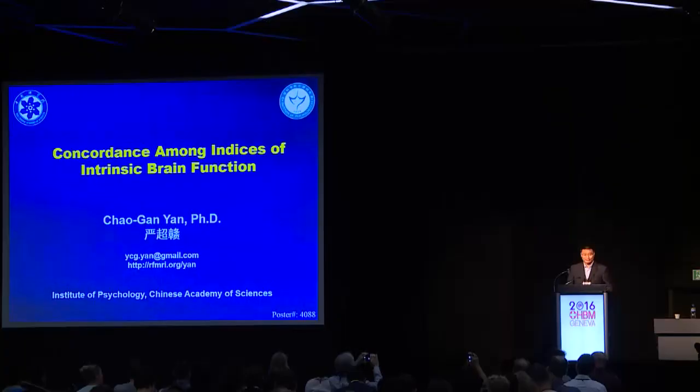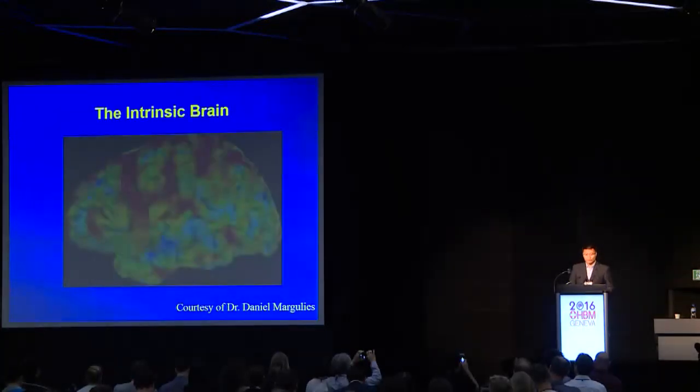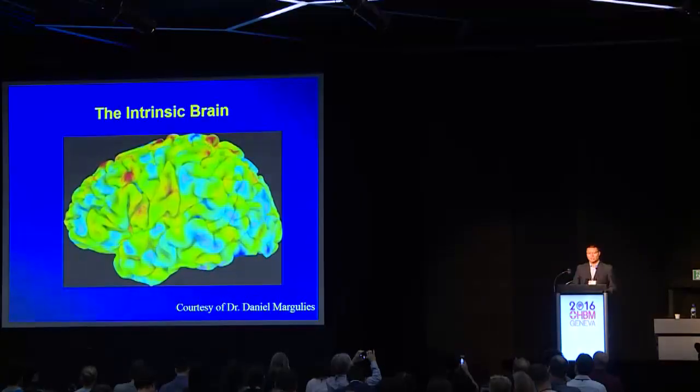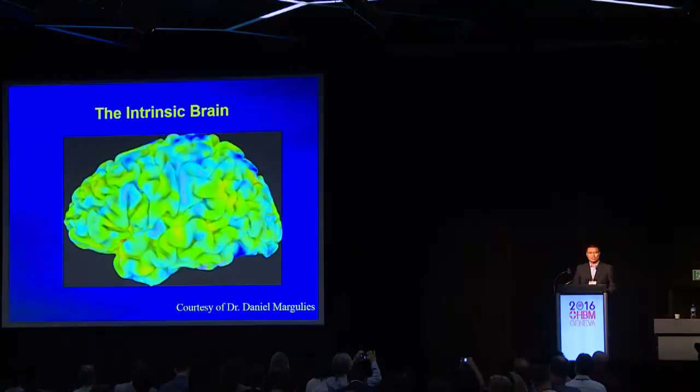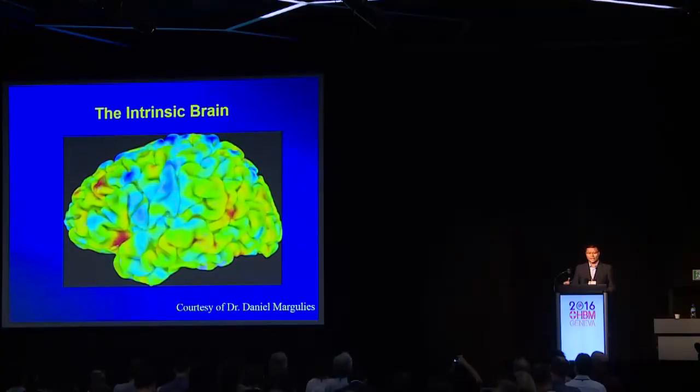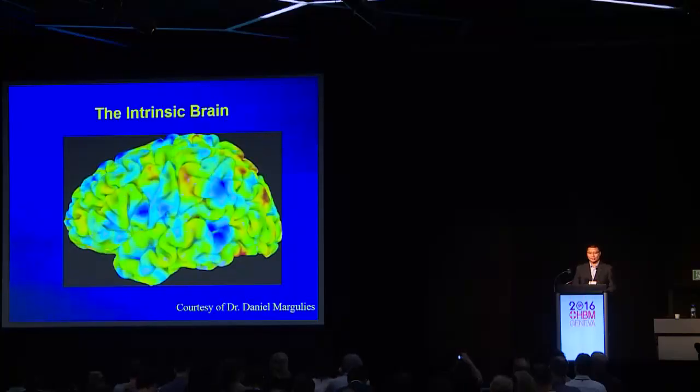Good morning, everyone. It's my great honor and pleasure to introduce our work here, concordance among indices of intrinsic brain function. When we're doing nothing, not doing a specific task, the brain has lots of intrinsic brain activity. You can see here some regions where the activity goes up, goes down, and interestingly, you can see some regions that go up together and go down together.